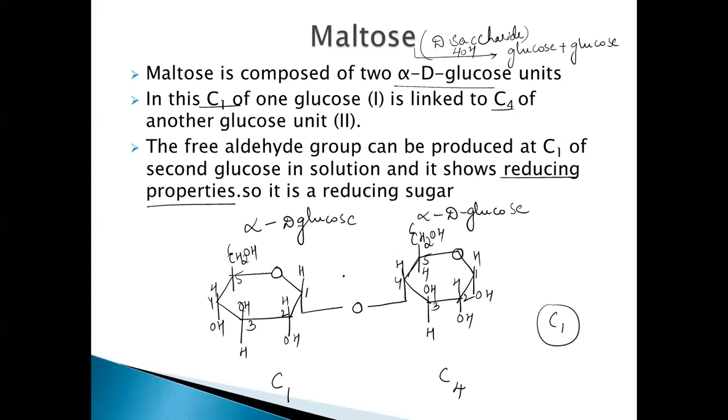So the reducing properties are because of the aldehyde group of the second glucose molecule, because the C1 of the second glucose molecule is free here. It is not involved in any bonding. So there is an aldehyde group present, which is responsible for the reducing properties. So it is a reducing sugar. But sucrose is a non-reducing sugar because the aldehyde group responsible for the reducing properties is blocked there, involved in the glycosidic linkage, but it is free here. That is why it is a reducing sugar. So this is the structure of maltose.